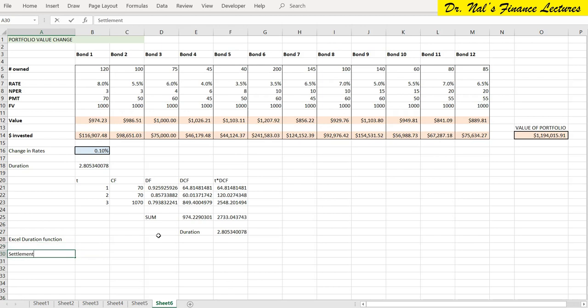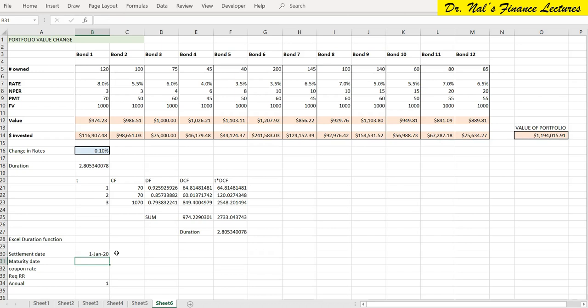So we need a settlement. We need maturity date. Maturity date. This one was also a date, right? So date. And then the rest is the same. So coupon rate, the actual rate, required rate of return, and finally whether it's annual or not. If it's annual, we just put a 1 basically. But first, the settlement date. So let me just go ahead and put a settlement date of January 1st, 2020.